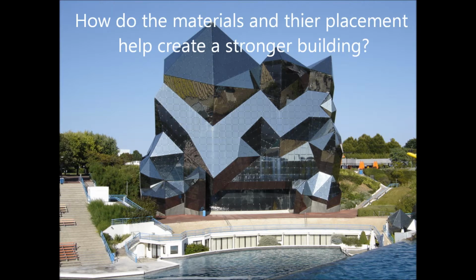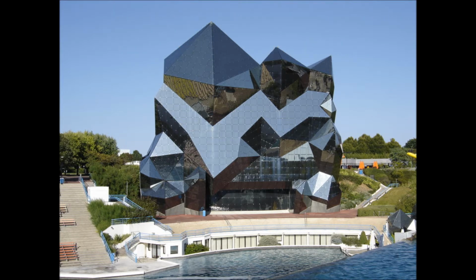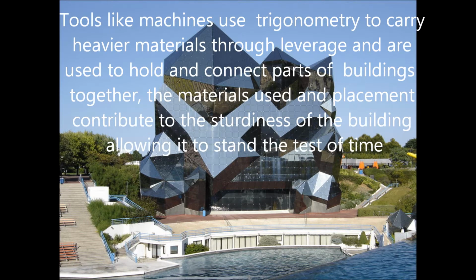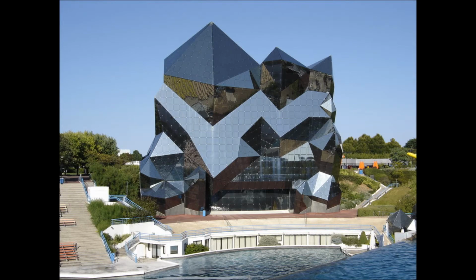How do the materials and their placements help create a stronger building? Tools like machines use trigonometry to carry heavier materials through leverage and are used to hold and connect parts of buildings together. The materials used and placement contribute to the sturdiness of the building, allowing it to stand the test of time.